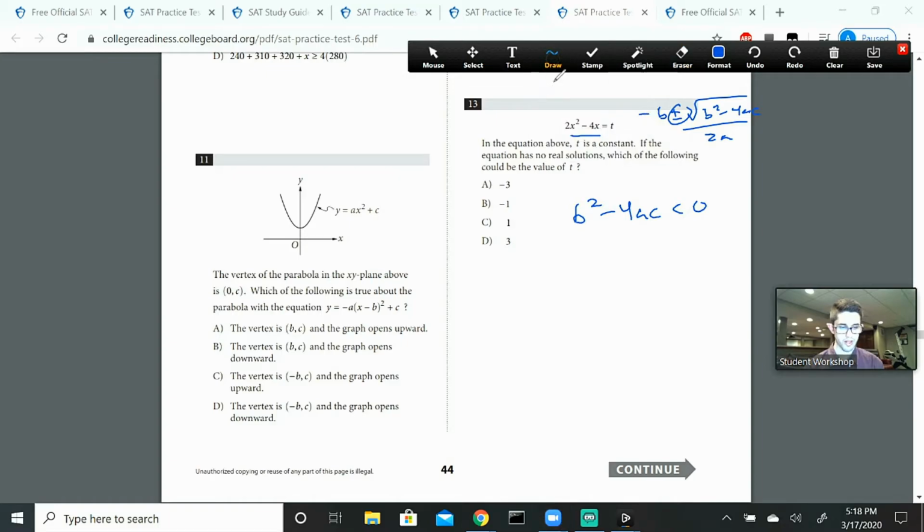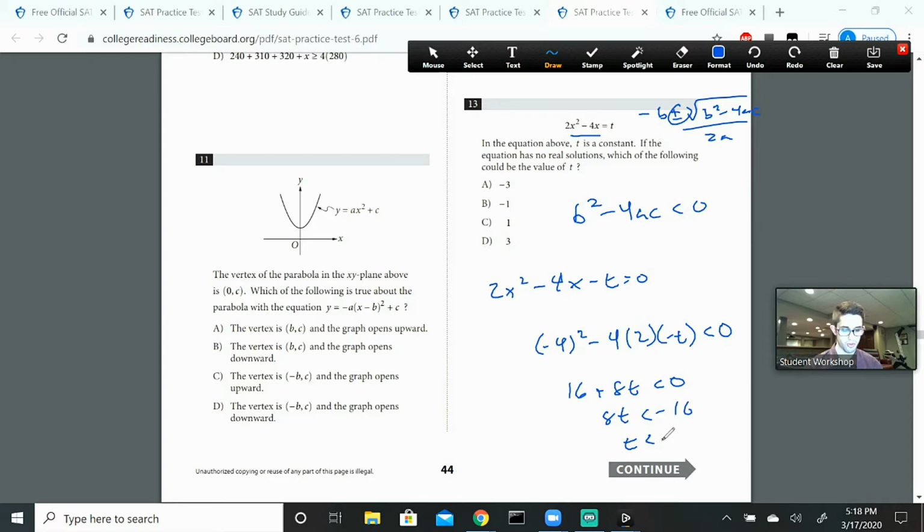0, and this is when we set our quadratic equal to 0, so we have to move this t over. We can see that a is 2, b is -4, and c is -t. So we can get (-4) squared minus 4 times 2 times -t must be less than 0. 16 plus 8t less than 0. 8t must be less than -16. So t must be less than -2. And that's the only one that's less than -2. So -3 is our answer.